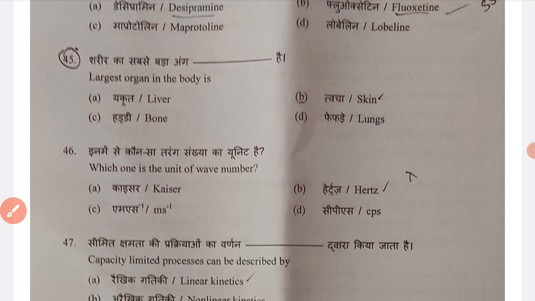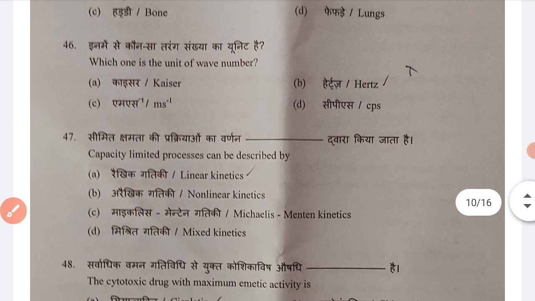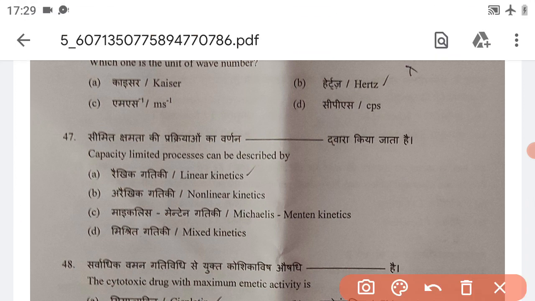Which one is the unit of wave number? The unit of wave number is meter per second or semi. Okay, any one in option. So this is the right answer. Meter per second is the right answer. Capacity limited process can be described by Michaelis-Menten and non-linear kinetics.